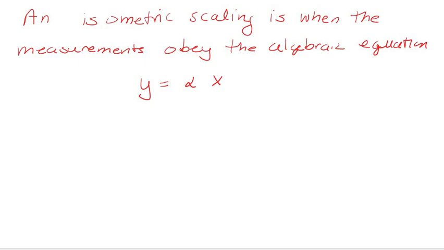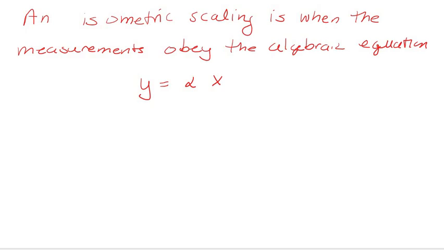Isometric scaling: there's not a good definition out there, but it's when the measurements obey the algebraic equation y equals some constant alpha times x. And I should have used alpha all the way through, and you're going to see that I'm going to apologize in advance. I didn't. I did the mathematical thing and used different letters to mean the same things. So apologies at the beginning.